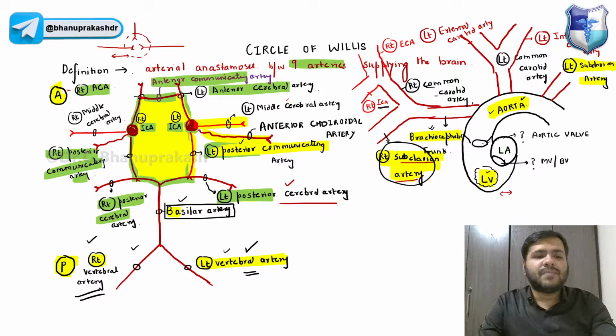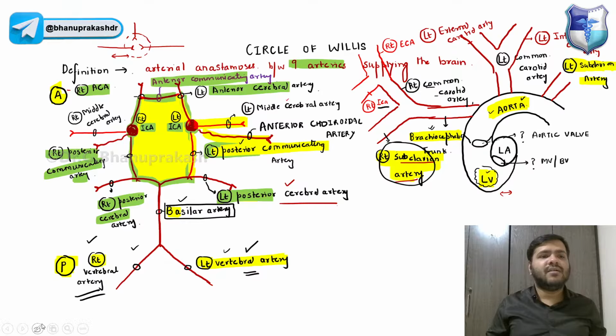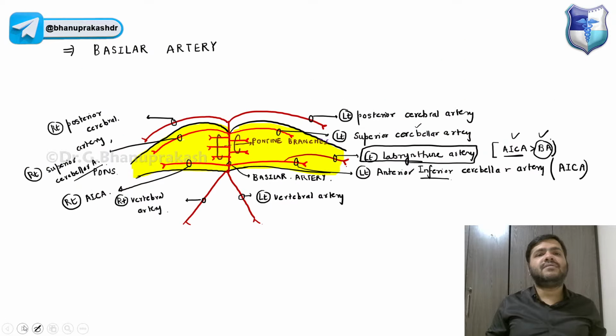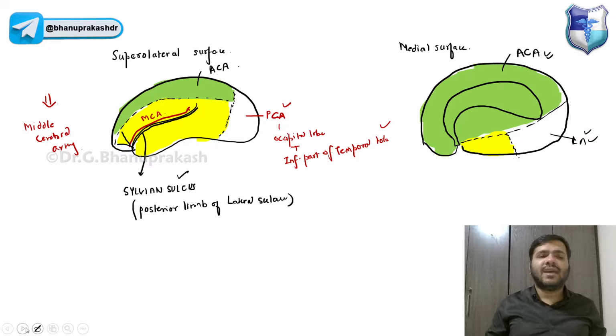So that is about the blood supply. I hope it is clear to you guys. Please just let me know if it is clear to each one of you. Just give me a thumbs up if it is done. We have discussed the circle of Willis, the basilar artery, the vertebral artery, the internal carotid artery, and the majority of the parts in the superolateral and the medial surface.